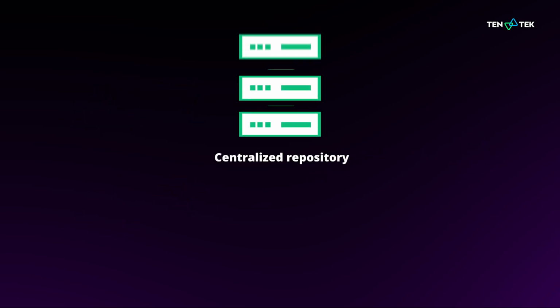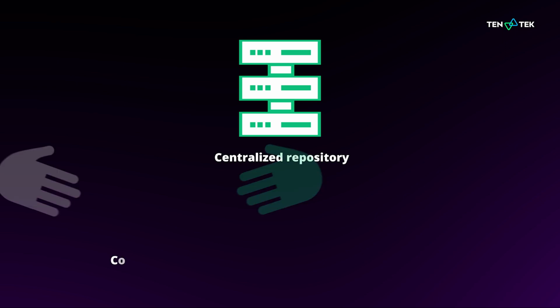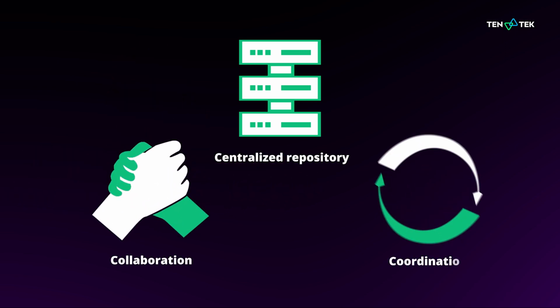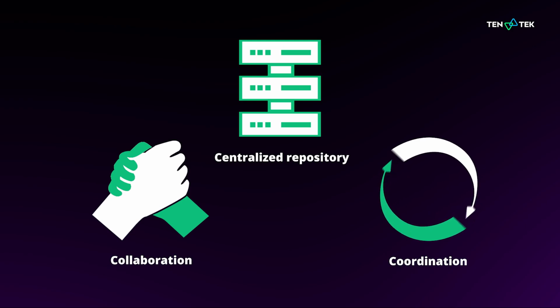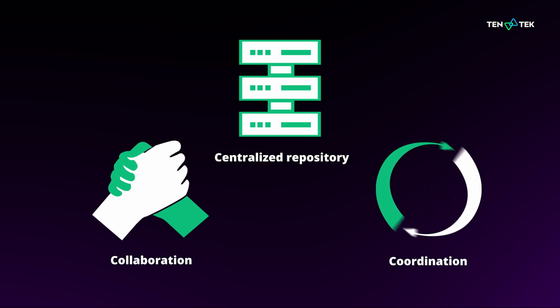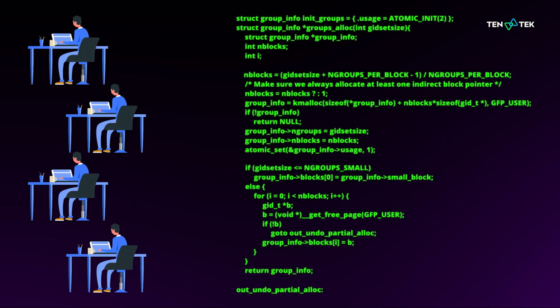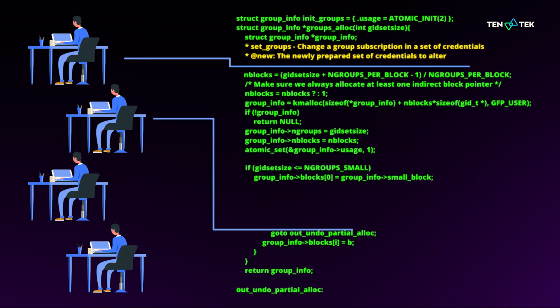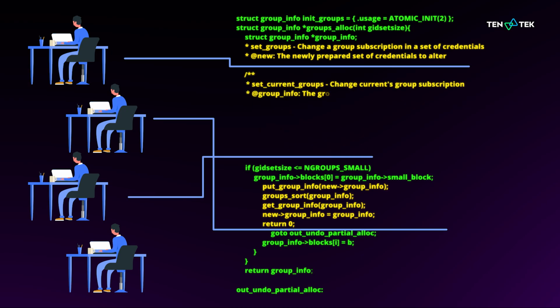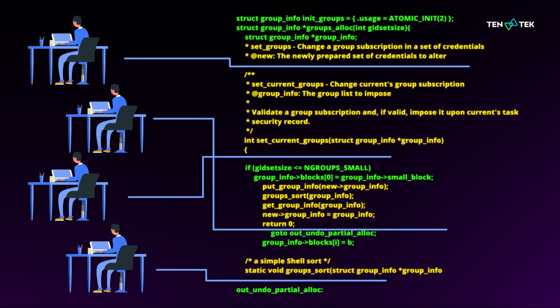The purpose of SCM is to provide a centralized repository for the source code, collaboration, and coordination between team members, and to allow for managing different versions of the code over time. SCM is crucial for DevOps because it provides a mechanism for version control and collaboration in software development.